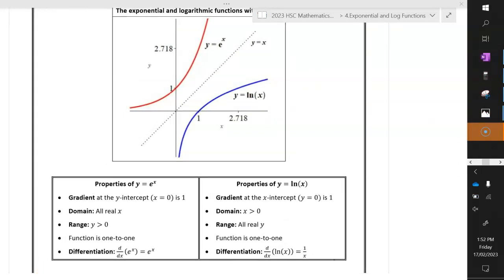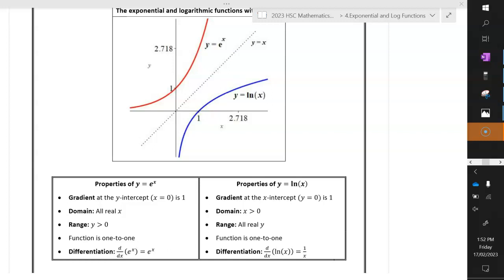Okay, so there are some properties below of those graphs. Have a look at e to the x to start with. It's saying that the gradient at the y-intercept, so if we were to differentiate e to the x and sub in our value of 0, because we differentiate e to the x, we get e to the x. e to the 0 is 1, so the gradient at that point would be 1. The domain of e to the x is all x. Our range is y greater than 0. It's one-to-one, and we have an asymptote being the x-axis.